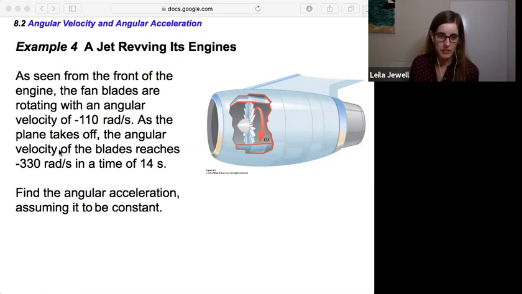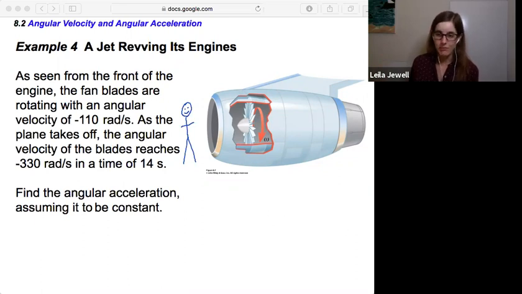Now, why are these angular velocities negative? Well, we can see that if we imagine ourselves looking at the front of the jet engine, which I don't recommend standing in front of a jet engine, but we can have a thought experiment, right, where we imagine this, and we'd see that they are rotating in the clockwise direction. That's defined to be negative, just by convention. So it starts out at negative 110, and it becomes negative 330, so it's going with a larger speed in that same clockwise direction.